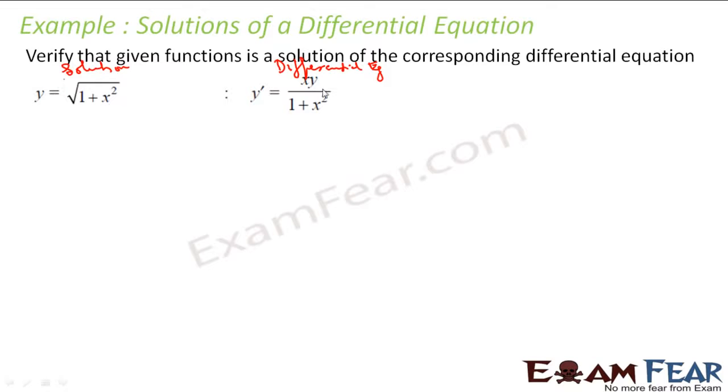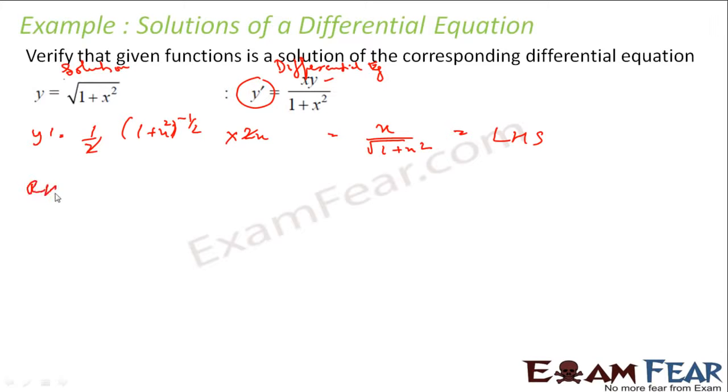To check that, first I have to find y dash also, because this involves y and y dash. So let's find y dash. So y dash is nothing but, this is to the power 1 by 2, so this becomes 1 by 2 into 1 plus x square to the power minus 1 by 2, and the derivative of x square is 2x. Correct. So 2 and 2 cancel, this becomes x by root 1 plus x square. And this is my LHS if you see.